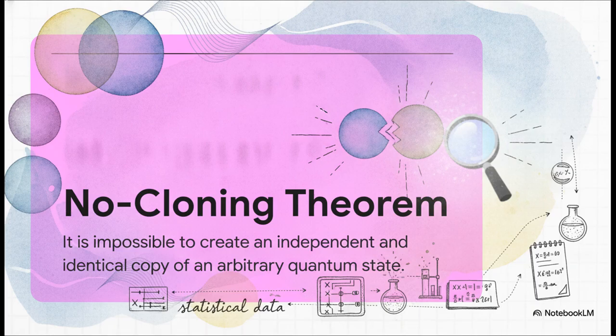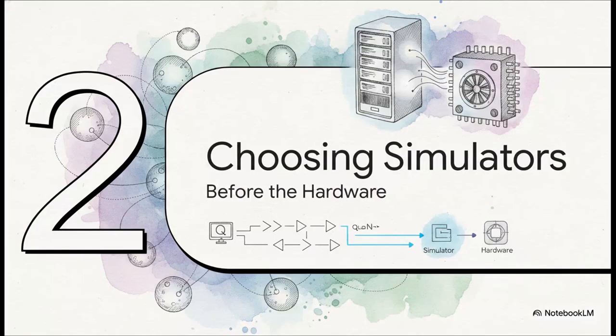We have to rely on indirect methods. Things like simulators, exact invariance, histograms, statistical assertions, compiler inspection, and reproducible experiment records. Moving on to part 2, choosing simulators.